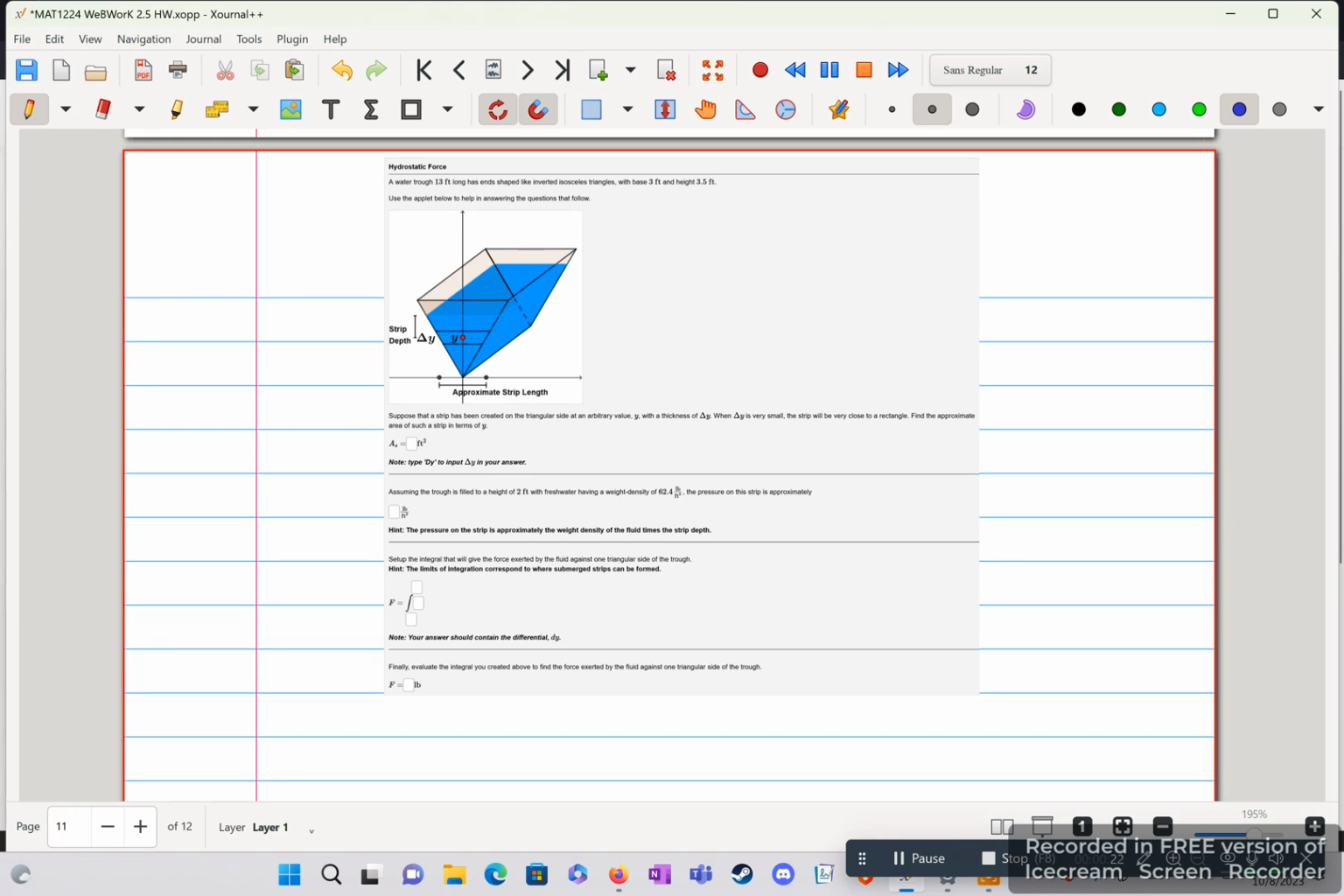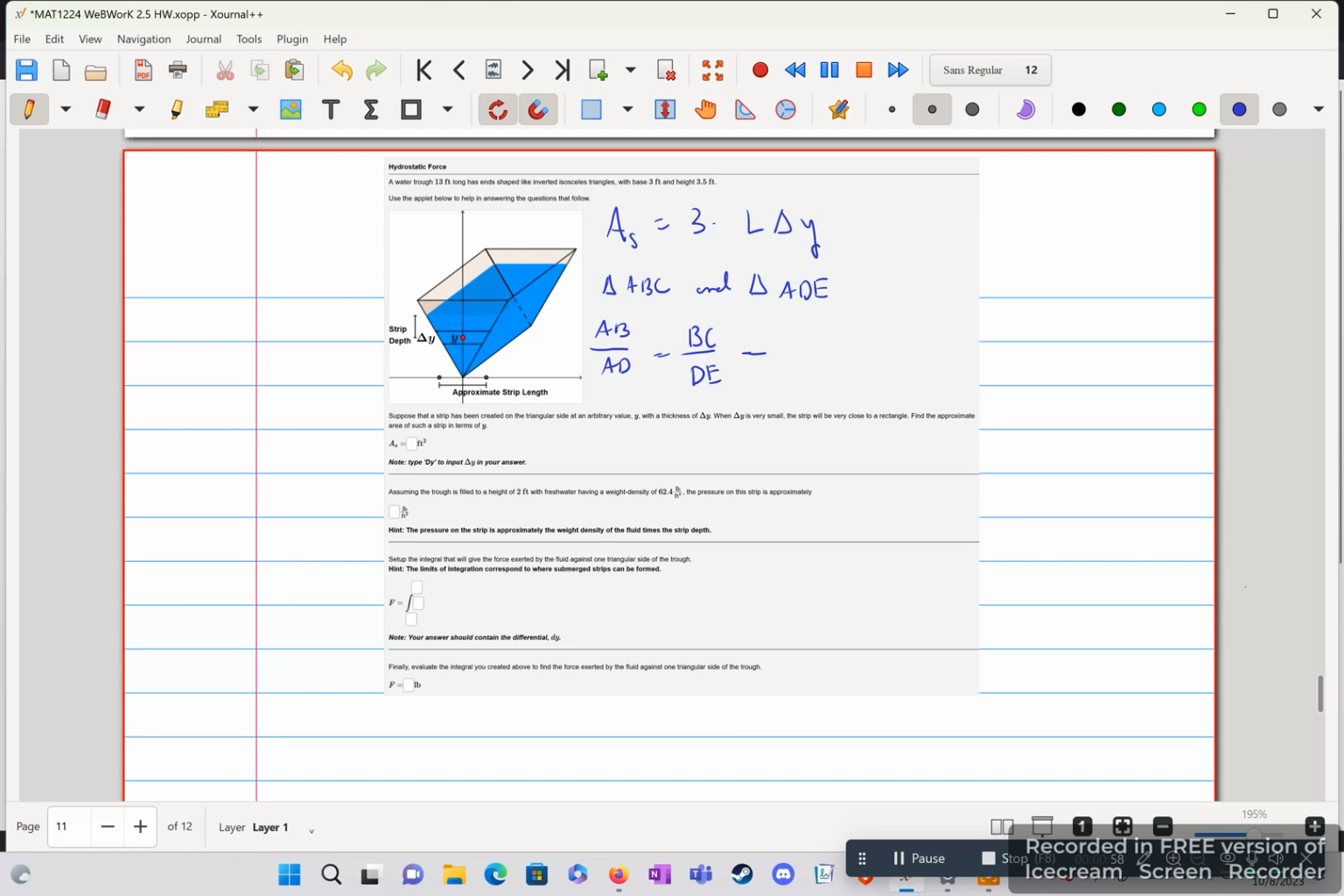So the area of the strip is equal to 3 times the length of del y. And now we need to find that L. So we can find L by setting up triangles ABC and triangle ADE. You have AB over AD equal to BC over DE.